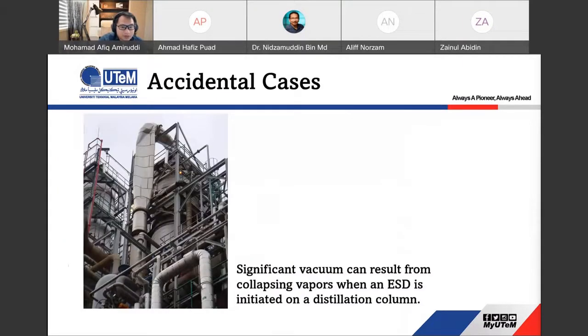So this is also one of the events. Significant vacuum can result from collapsing vapor when a shutdown is initiated on a distillation column. So this is the example if they cannot let out. If the structure is not strong enough, the vacuum will collapse the vapors. So these are the examples of accident cases.